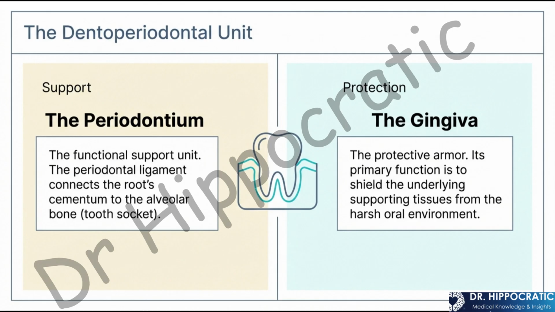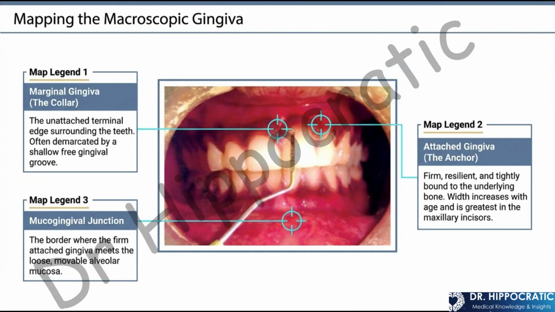Wow. The tooth is lost not because the tooth itself failed, but because the protective armor failed. Which means we need to meticulously map out this armor. Now coming to next slide. Right, we are moving from the conceptual unit to the visible geography. Slide 3 is titled Mapping the Macroscopic Gingiva. The visual provided here is a clinical close-up photograph of human gingiva being evaluated with a metal periodontal probe. The tissue looks very healthy there, a nice stippled pink. Yeah, it looks like an orange peel texture.